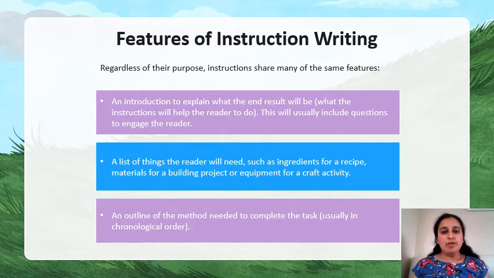So, regardless of their purpose, instructions share many of the same features. An introduction to explain what the end result will be, what the instructions will help the reader to do, and this will all usually include questions to engage the reader. A list of things the reader will need, such as ingredients or materials for building something, and an outline of the method needed to complete the task. And it is usually done in chronological order so that you know which way to do things.